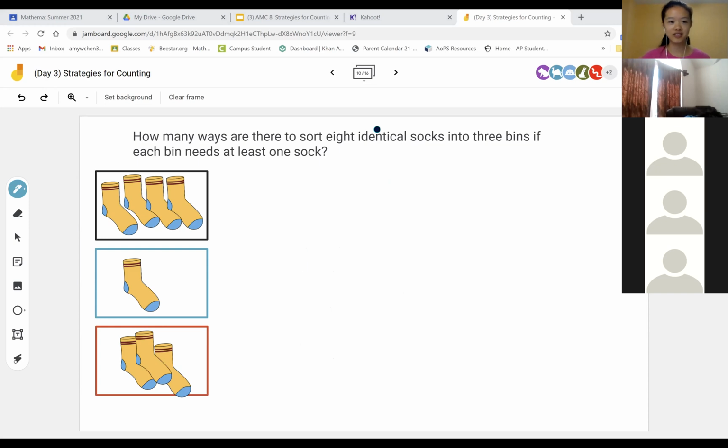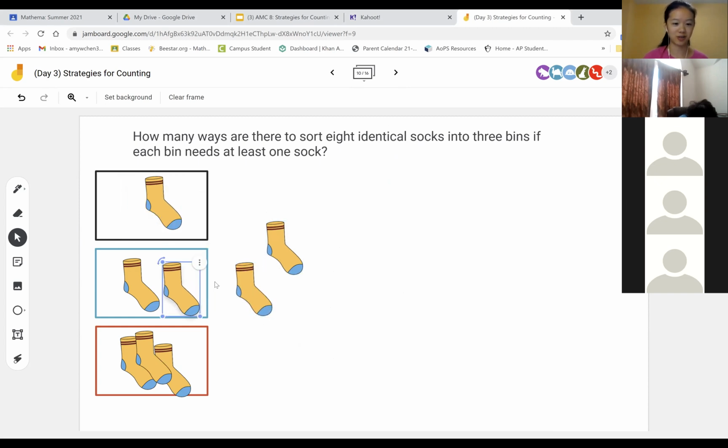Okay. All right, we're on this problem, which says, how many ways are there to sort 8 identical socks into 3 bins if each bin needs at least 1 sock? Also, you can move around these socks, but I don't know what the point in that is, because you don't really need to move around the socks.